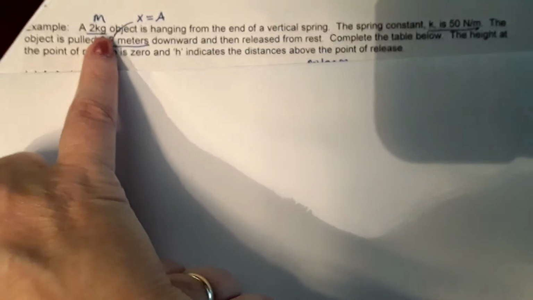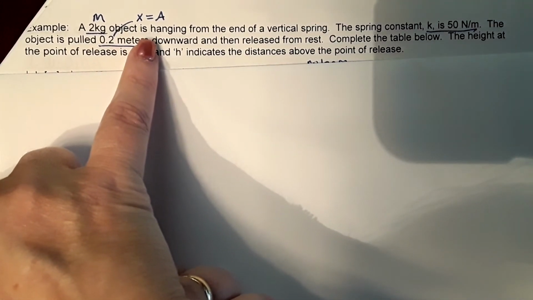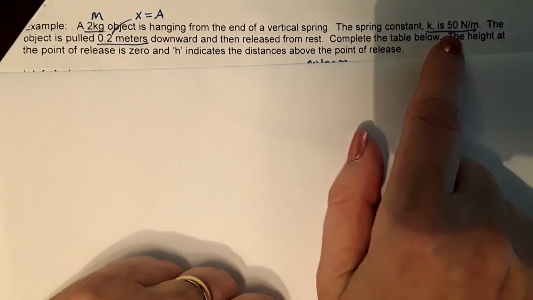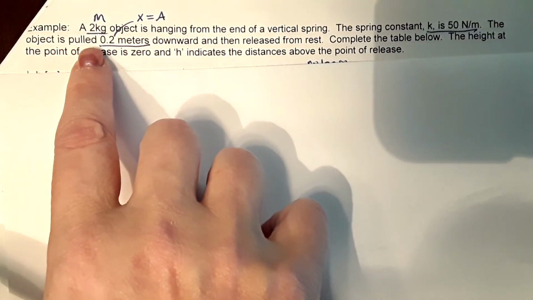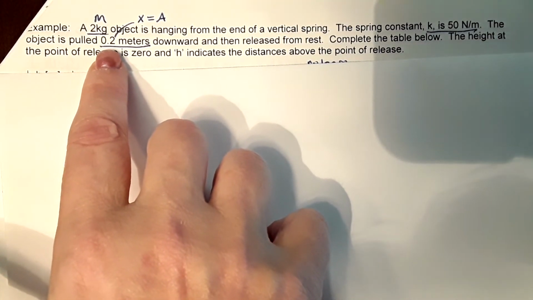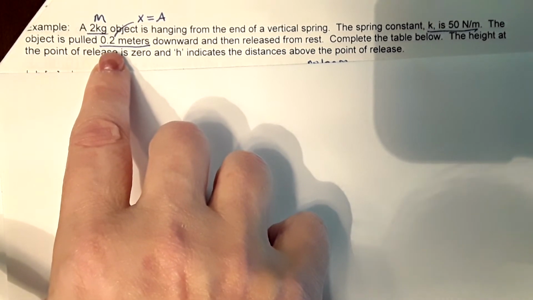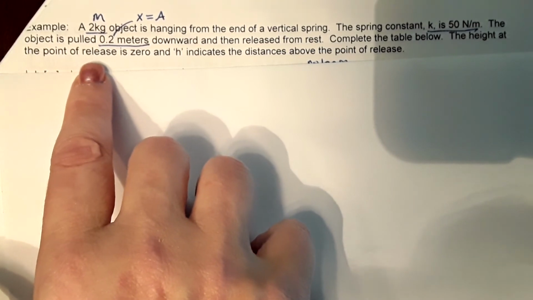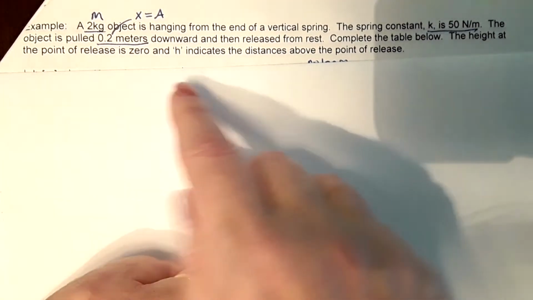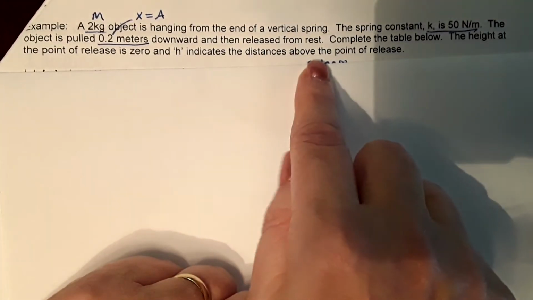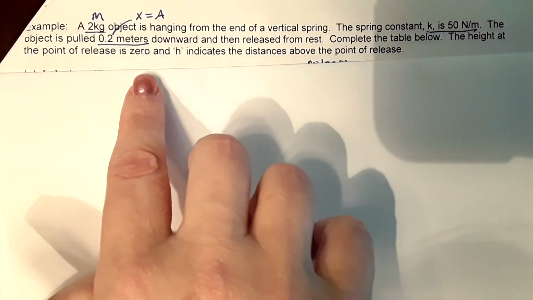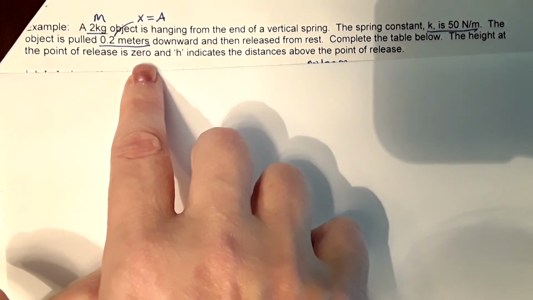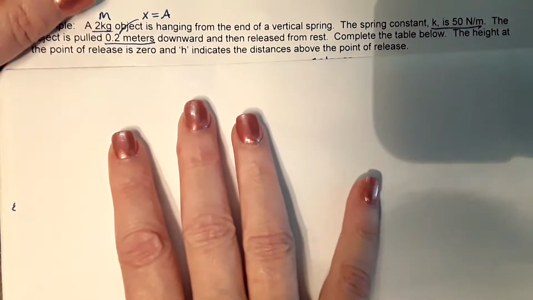We have a mass of 2 kilograms, and it's hanging from the end of a vertical spring at rest initially, we will assume. The spring constant is 50 newtons per meter. The object is then subsequently pulled down 0.2 meters and released from rest. Complete the table below, and we can say that the height at the point of release is 0, and H indicates the distances above the point of release. So our position for 0 gravitational potential energy is going to be the bottom amplitude, where it's released.